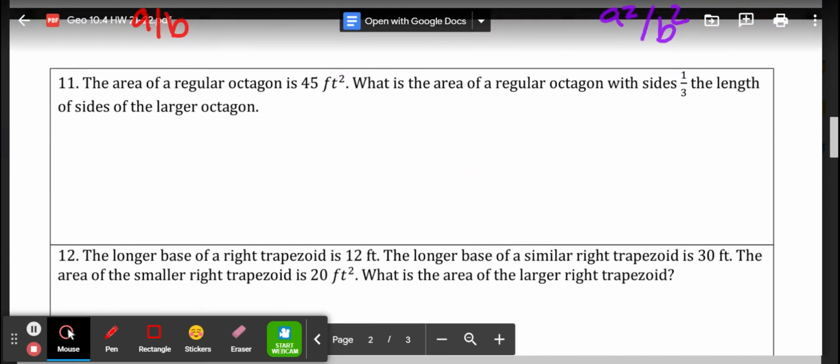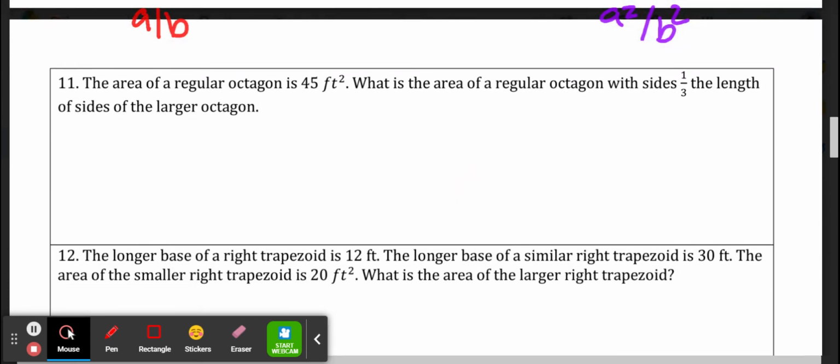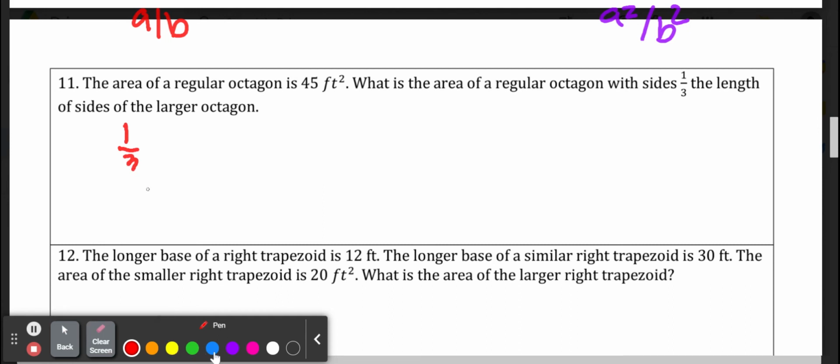The area of a regular octagon is 45. What is the area of the regular octagon with sides 1/3 the length of the sides of the other? So it actually gives us my a to b is 1 over 3. So my a squared to b squared must be 1 over 9, right? We just square 1 and square 3.